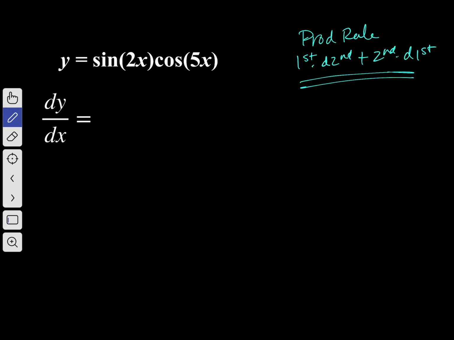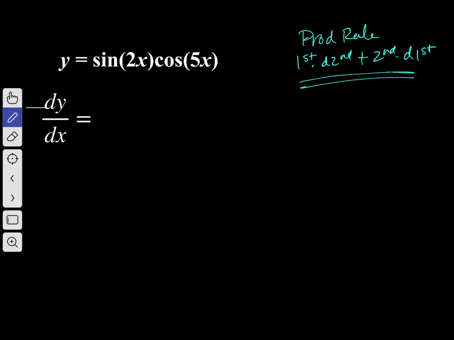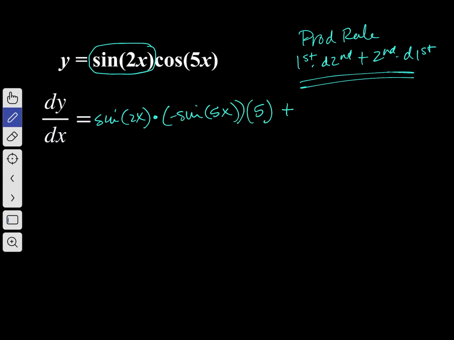Okay, and so we've got the product rule, and then we have the chain, because each of these has an inside function. Derivative of 2x would be 2, derivative of 5x would be 5. So just keep that in mind. All right, so first, here's our first factor, sine 2x first times derivative of the second. Derivative of cosine is negative sine 5x times the chain, plus the second times derivative of the first. Derivative of sine 2x is equal to, what is that, cosine 2x times the chain.